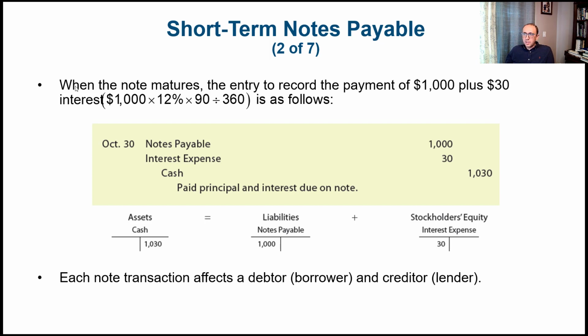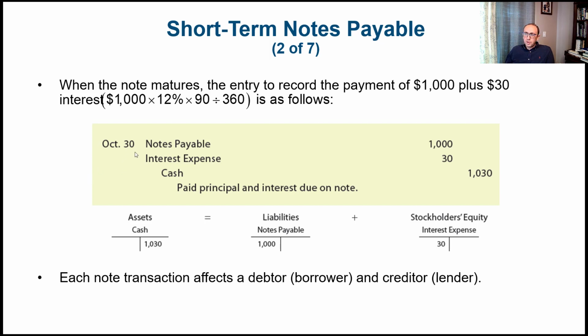So we have to divide the interest rate by 360 and multiply by 90 days. And again, we use 360 for simplicity. In real life, they usually try to be very precise. They calculate the interest day by day.